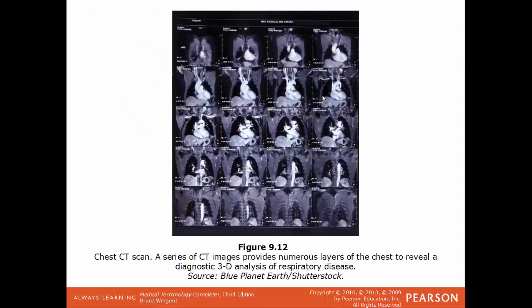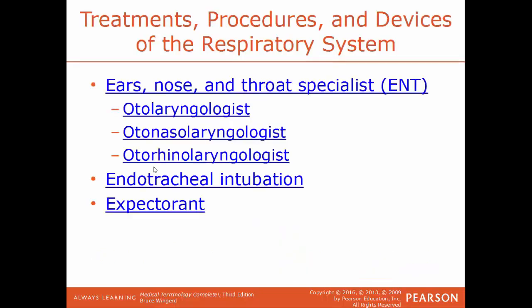In this image we have an example of what a chest CT scan would look like. As you can see, you get multiple images, multiple slices of one section of the chest. A lot more detailed images than you would on a regular chest X-ray. You can also get a three-dimensional perspective of the patient as opposed to a 2D image that a chest X-ray would offer. Our next one is the term we've already talked about before, an ENT specialist, ear, nose, and throat.